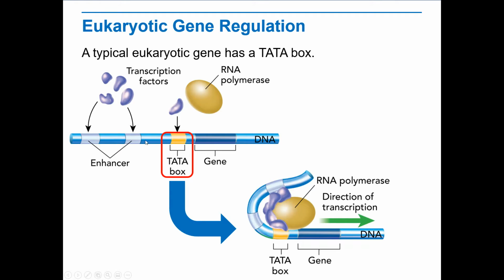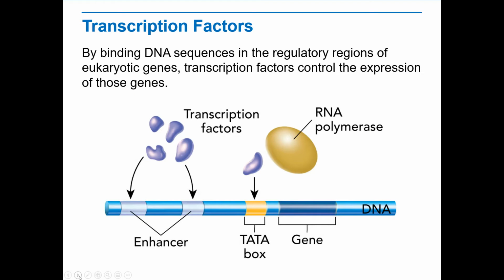And when it does that, you can see that the transcription factors will bind to the enhancer gene, and then will cause RNA polymerase to transcribe in that one direction. But you see RNA polymerase will bind to that TATA box. Okay. So by binding DNA sequences in the regulatory regions of eukaryotic genes, transcription factors control the expression of those genes, kind of like what I said. So it's these transcription factors that really start this all out and drive that through.